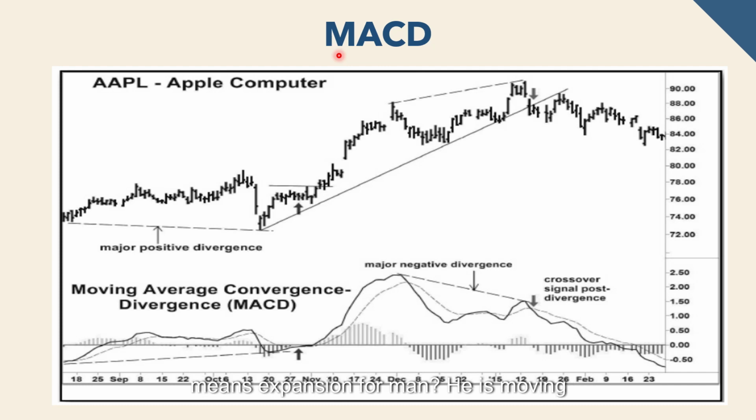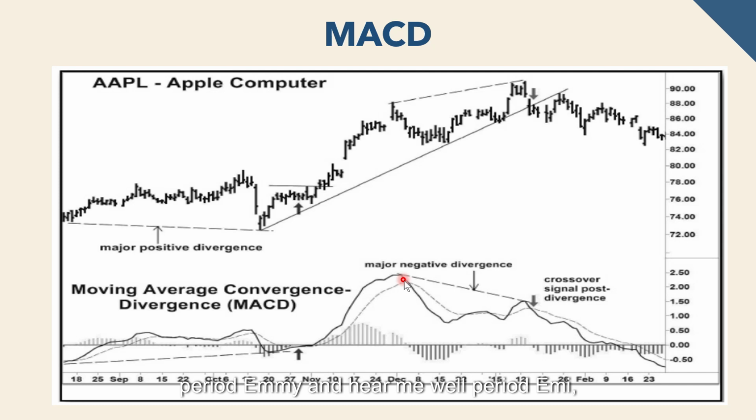What does MACD mean? The expansion for MACD is moving average convergence divergence. MACD is a variation of the moving average crossover. The MACD is calculated using the difference between two exponential moving averages. The solid black line you see on the screen is the MACD line. How is this MACD line calculated? This is the difference between the 26 period EMA and the 12 period EMA.